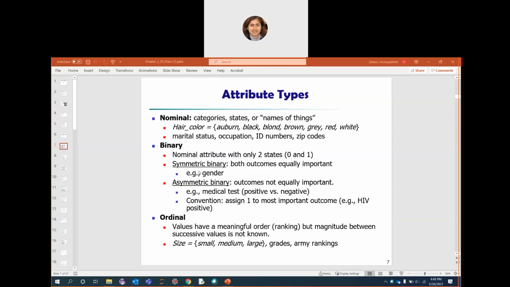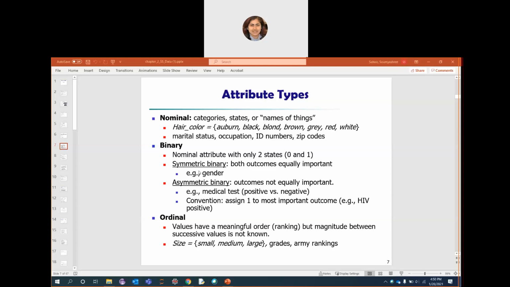You have to be under the medication. You have to follow the doctor's prescription, whatever he or she is saying. If it's negative, you don't have to worry about anything. So these are two different types of binary. You have to remember what is symmetric binary and what is asymmetric binary. Symmetric binary means both values, 0 or 1, have equal importance. If 0 and 1 don't have equal importance, then it's asymmetric binary.